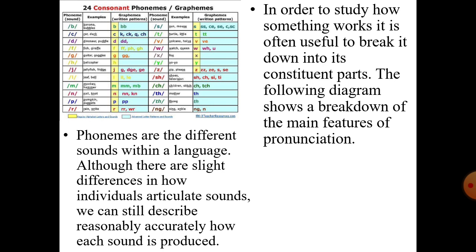For example, the word "red" has the phonemes r, e, d. If we change the middle phoneme, we get "rot", a different word. If we pronounce r in a slightly different way, the word doesn't change, and we still understand that we mean the same thing.